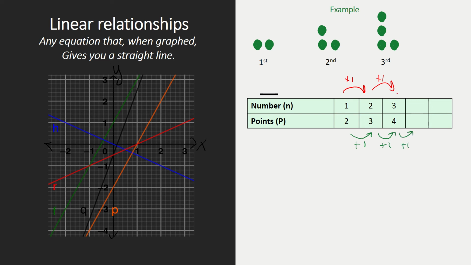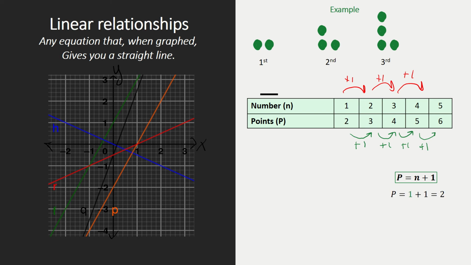So that means that we can predict what our fourth diagram would look like, because I could do plus 1, and then underneath I would add 1 as well. The same over here, plus 1 and plus 1. What you could see now is that you could formulate the formula P equals n plus 1, where P stands for points and n stands for the number of the diagram.